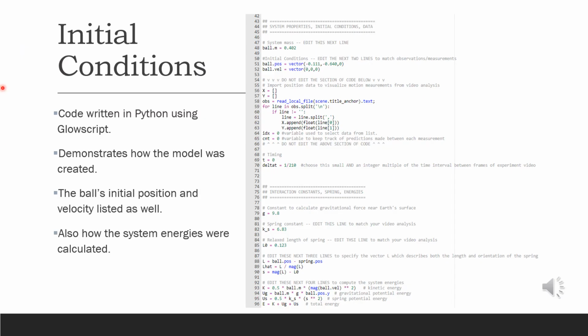These are my initial conditions for my computational model. I first set the mass of the ball and its initial position and velocity vectors. I then defined g, the acceleration due to gravity close to Earth's surface, the spring constant which I calculated using the period of oscillation in the y direction, and L0, which is the relaxed length of the spring. Finally, I computed the system energies using the formulas from the previous slides and set the total energy to be the sum of these individual energies.